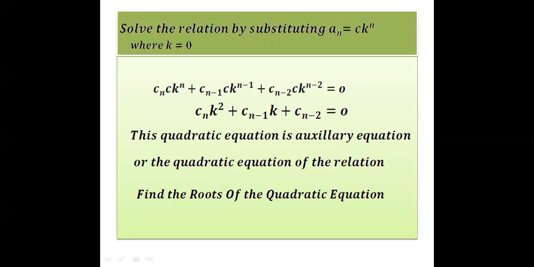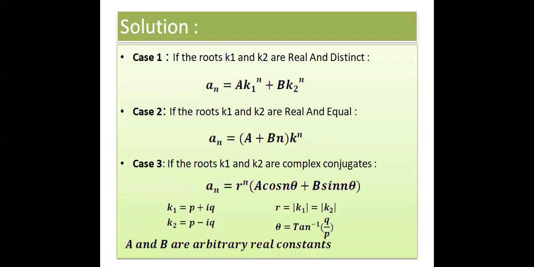The roots may be real numbers, complex numbers, real and equal, or complex and equal. For the different cases we'll discuss. Let's suppose k1 and k2 are the two roots of the quadratic equation. If k1 and k2 are real and distinct, then the solution for the second order linear recurrence relation is a_n = A k1^n + B k2^n, where k1 and k2 are the real roots.